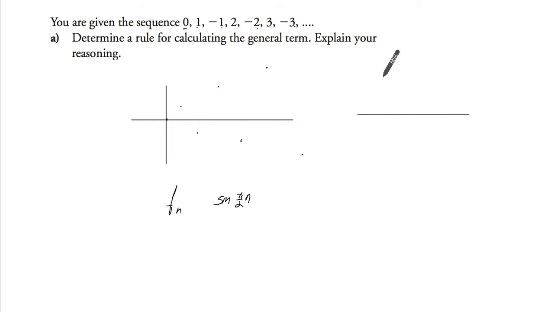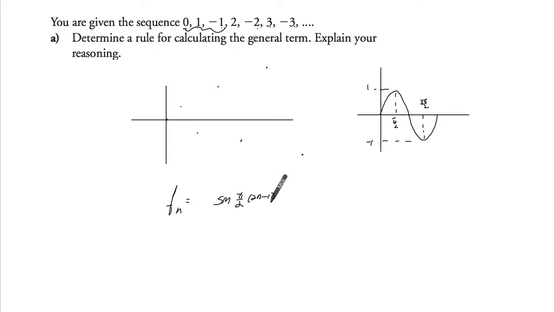So the sine function at pi over 2 is 1. At 3 pi over 2 it is -1. So perhaps I can adjust this to 2n minus 1, so that when it's 2, you get 3 pi over 2 to get -1. So far I made it to here.